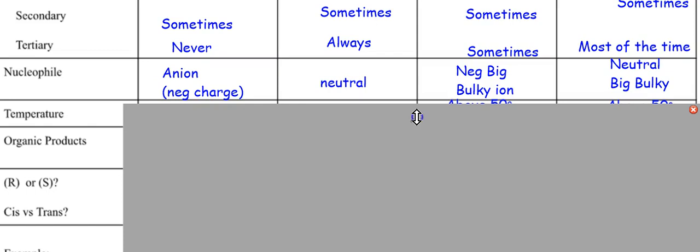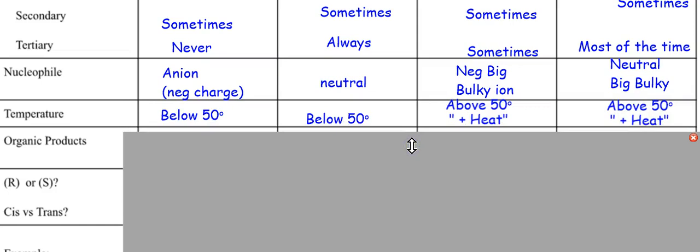All right, temperature I've also alluded to quite a bit. 50 degrees seems to be that cutoff point, so room temperature would be included with your substitution. This is how I will tell you: if I see plus heat, that means I want it hot enough to make elimination work, okay?